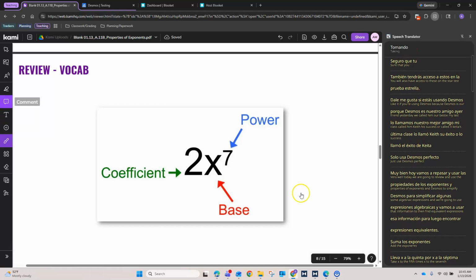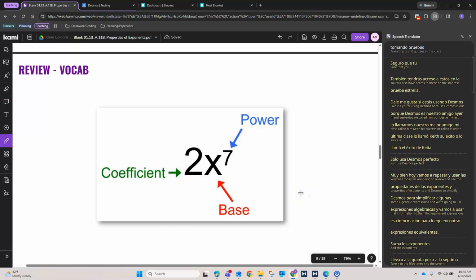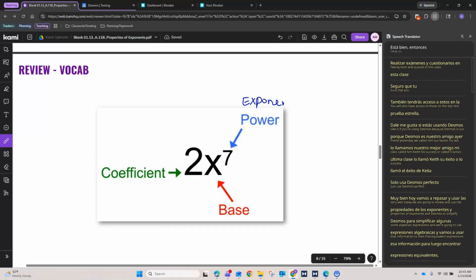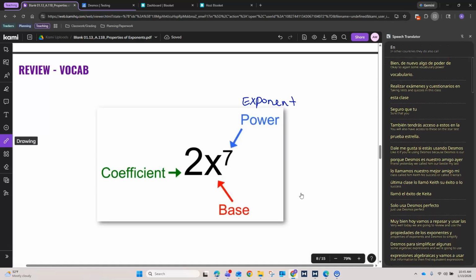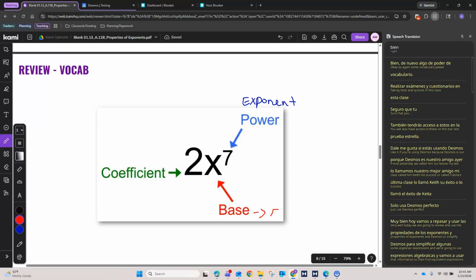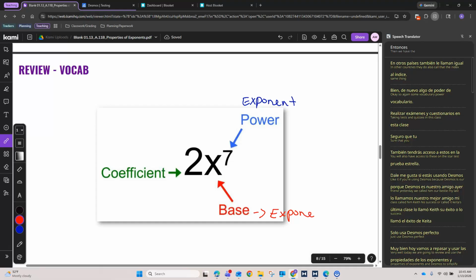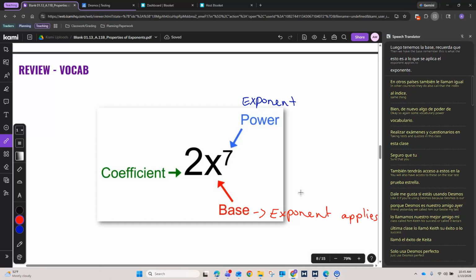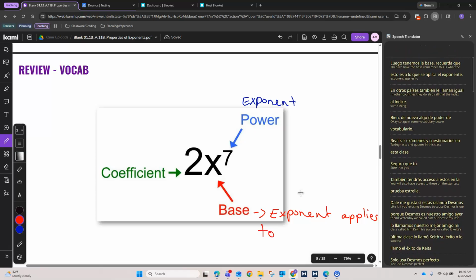Okay, so again, some vocabulary. Power, this is also our exponent. In other countries, they do also call that the index, same thing. Then we have the base. Remember, this is what the exponent applies to. And then we have the coefficient, which again is just defined as the number in front.